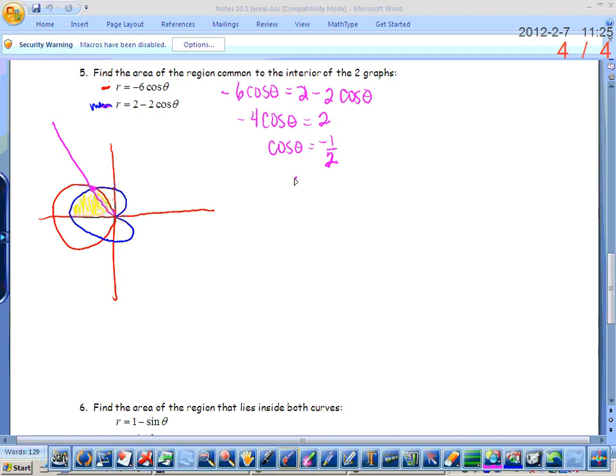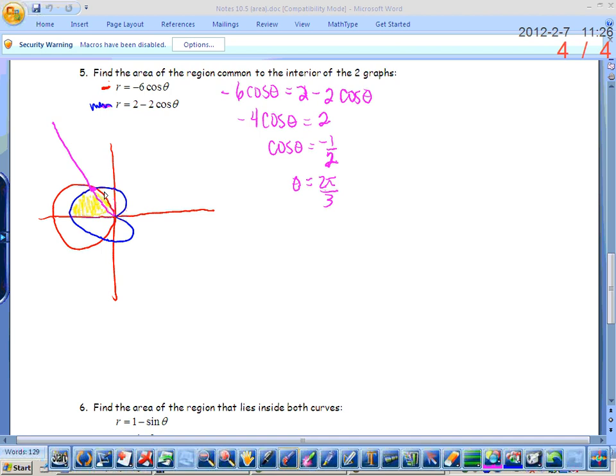So in the second quadrant, that is 2 pi over 3. And in the fourth quadrant, it would be 4 pi over 3, but I'm really just dealing with this top half, so I'm only going to deal with the 2 pi over 3. Let's go back to the red circle.